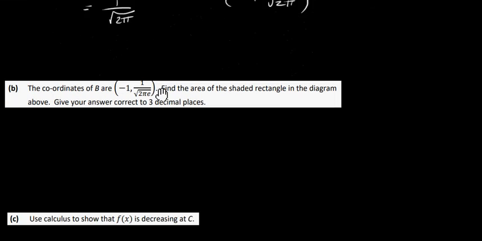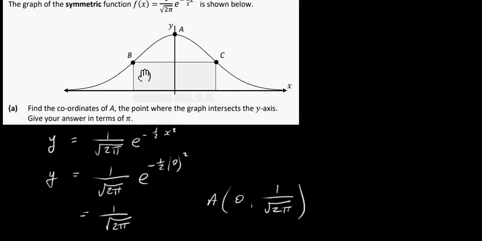Okay, so let's have a look at part B here. The coordinates of B are minus 1, 1 over the square root of 2 pi e. Find the area of the shaded rectangle in the diagram above. Give your answer correct to 3 decimal places. So we've got to find the area of this shaded region here, this rectangle. So the area of a rectangle is length times width.